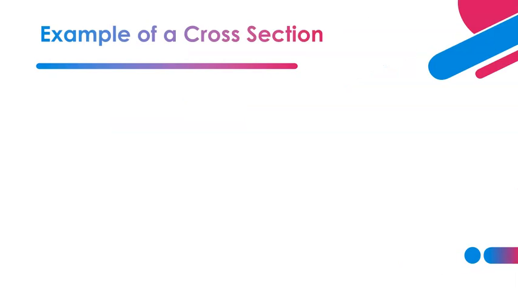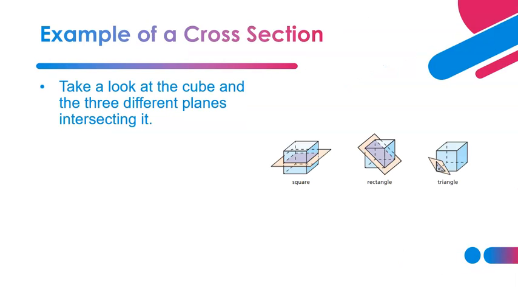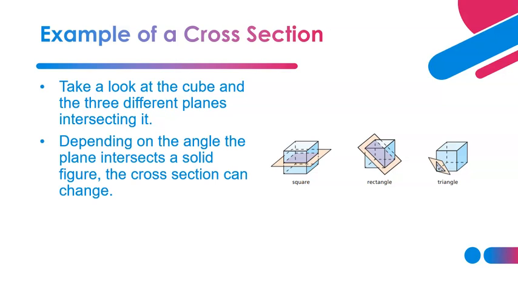Okay, so here's an example of a cross section. If we take a look at the cube, depending on how the plane is going through it, it can end up with three different shapes. If you cut it straight through on a cube, you can get a square. If you do it through the opposite ends of the cube, you can end up with a rectangle. And if you slice it diagonally, but just through a corner, you end up with a triangle. So depending on the angle that it intersects the solid with, the cross section can change.